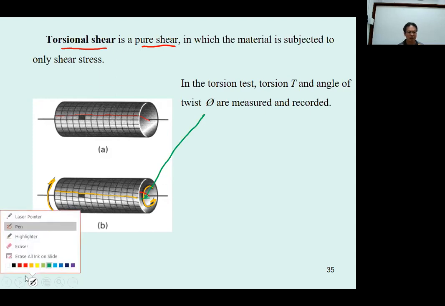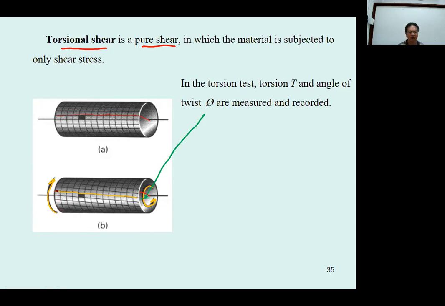And then we also call the line that's linked here, which is going to produce the angle here, the shear strain. And then the torsion that's applied over here is going to produce the torsion inside it. The torsion will produce the shear stress. It's going to be TR over J.